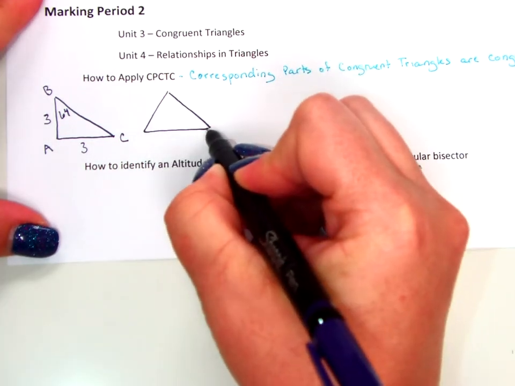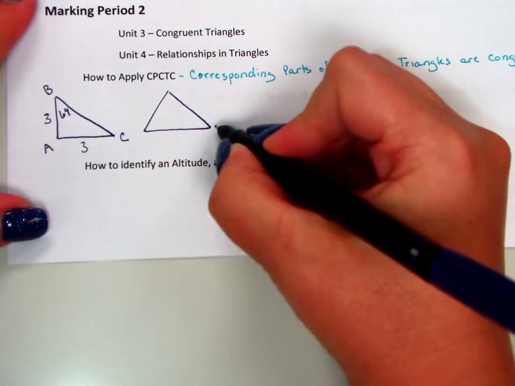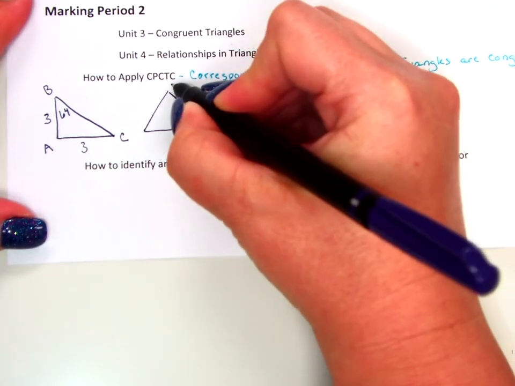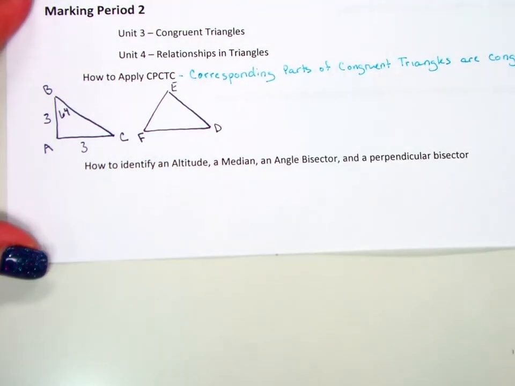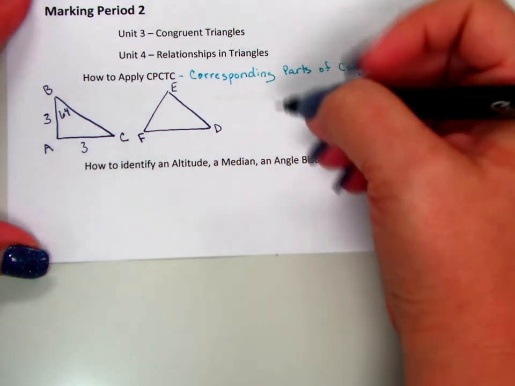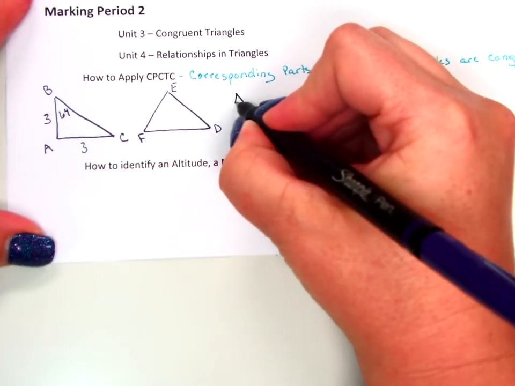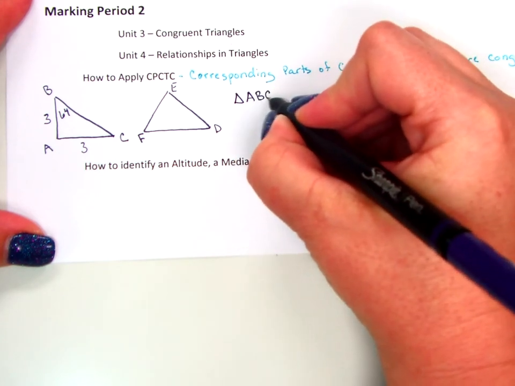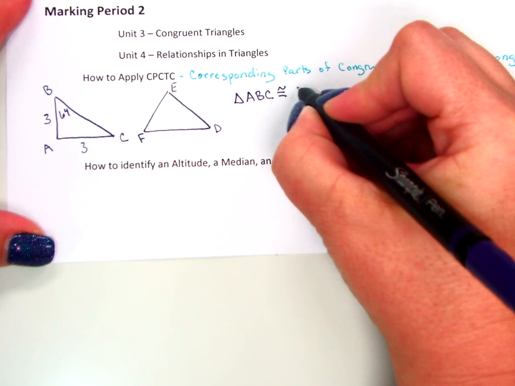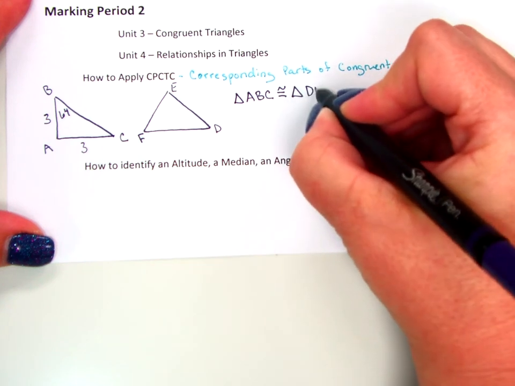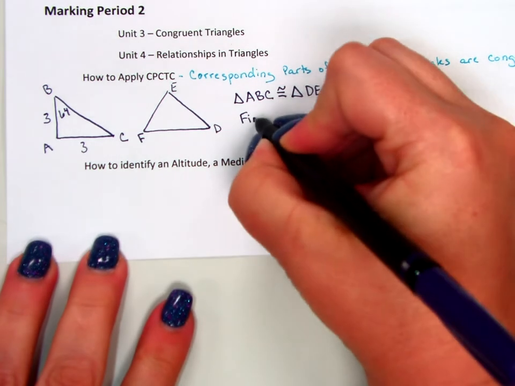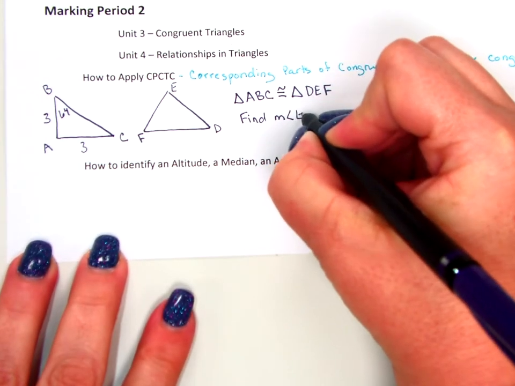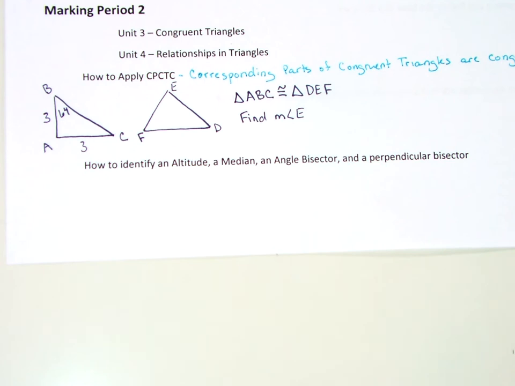And then let's say I have another triangle over here, and I'm going to call this triangle D over here on the right-hand side, E up at the top, and F over here on the left. And then let's say I say triangle ABC is congruent to triangle DEF. And let's say I say find the measure of angle E.